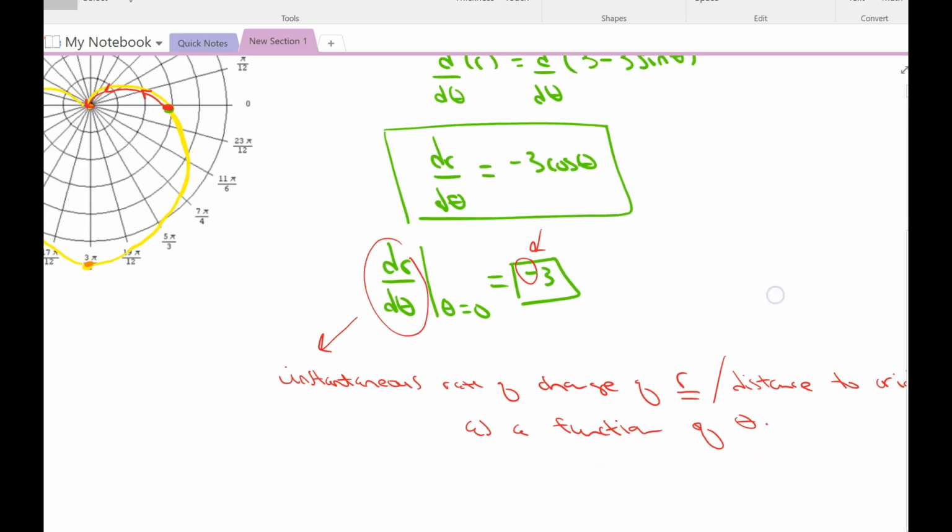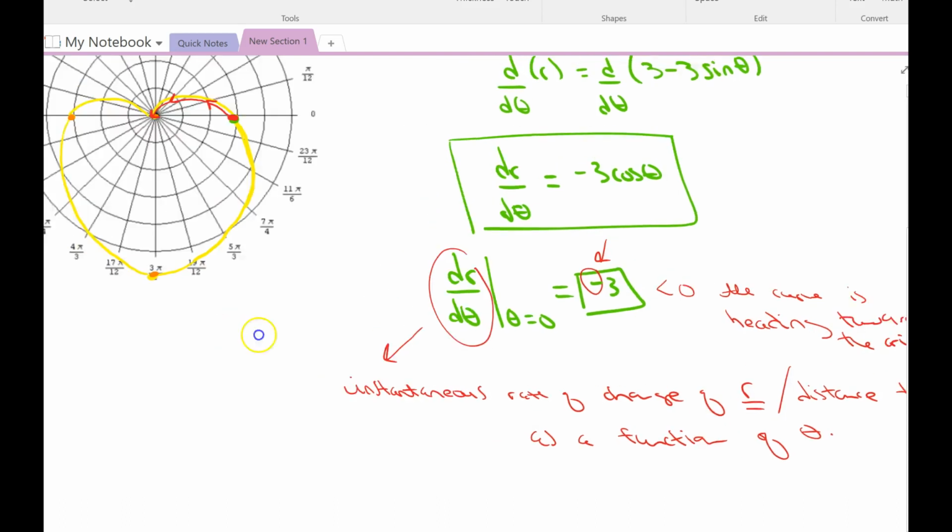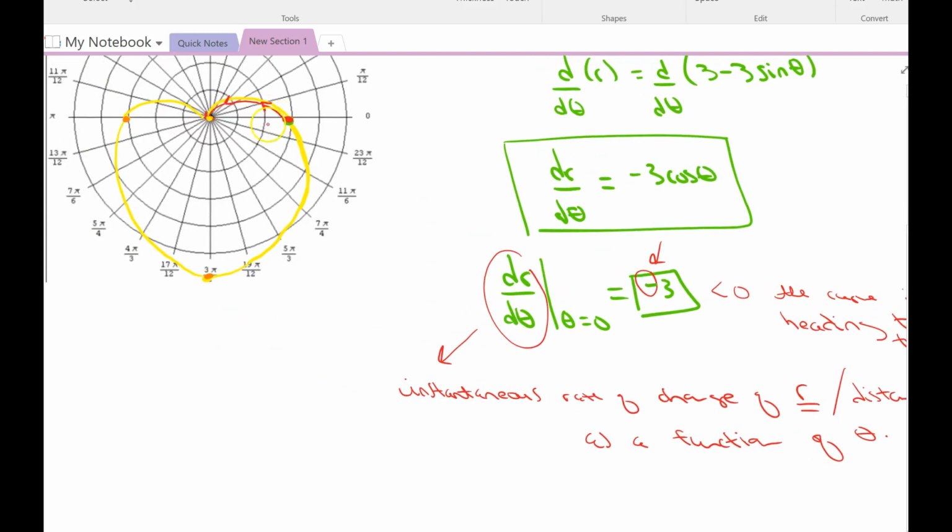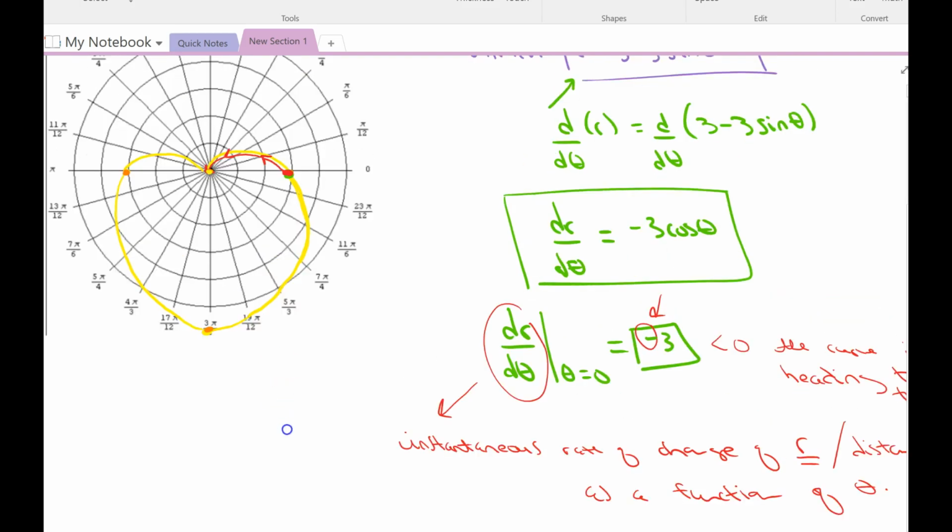Another way of thinking about it here is, because this number is less than 0, the curve is heading towards the origin as opposed to away. Because at that moment in time, if the curve was actually moving away from the origin, dr d theta would be bigger. So that's really important. That's an important point to make, that dr d theta is not dy dx.